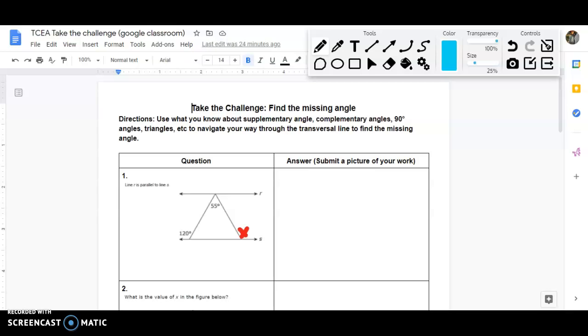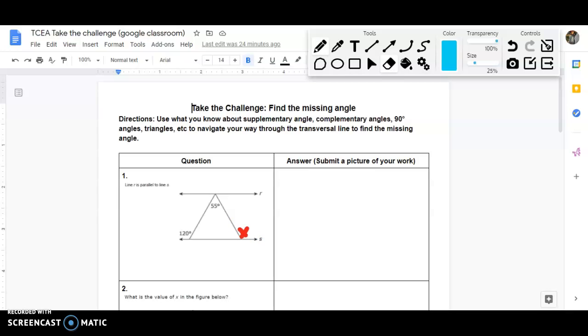So for number one, your goal is to work on making your way down to angle X. That is the particular angle that is missing. And again, we are working our way through our straight lines and our triangles. And yes, it's called Take the Challenge because the level increases a little bit with this particular assignment, okay?